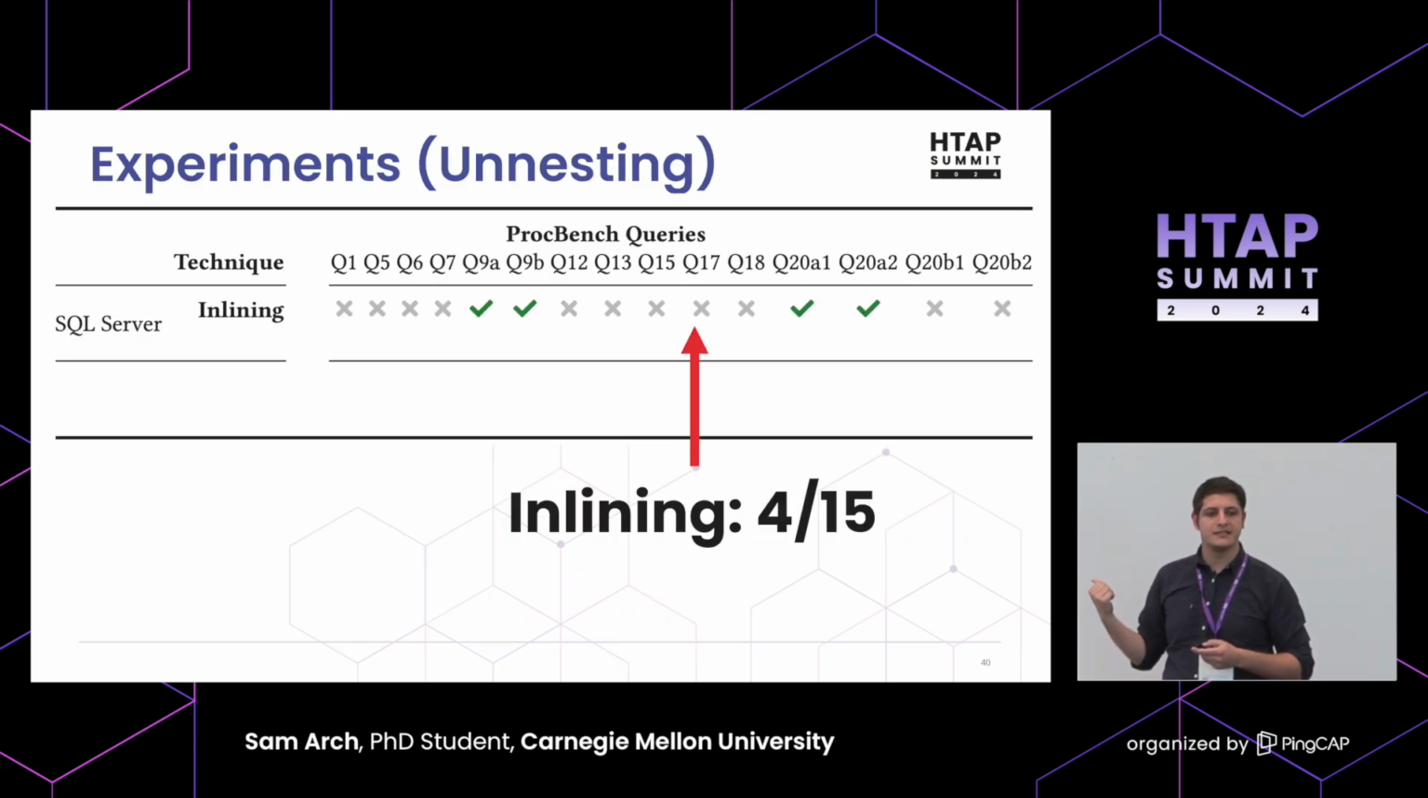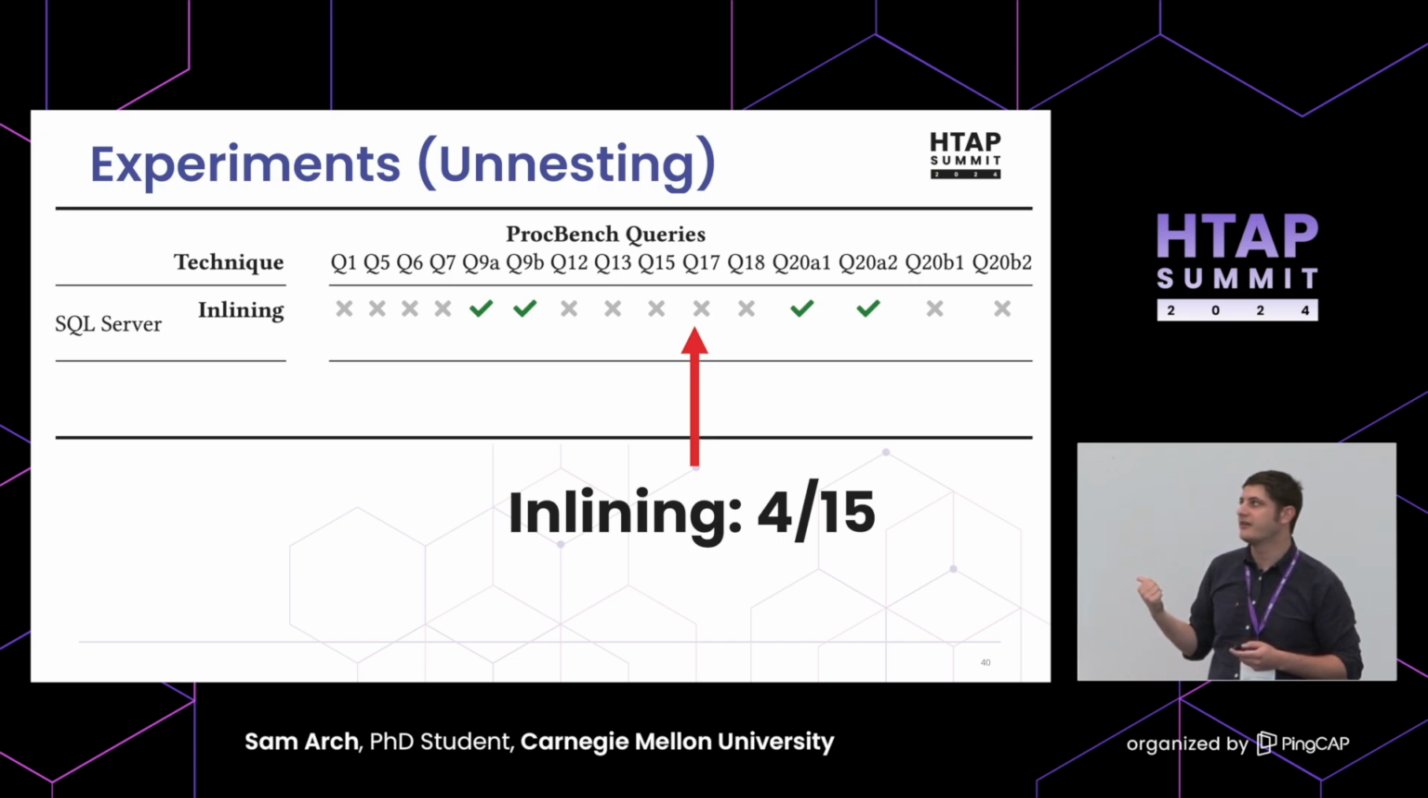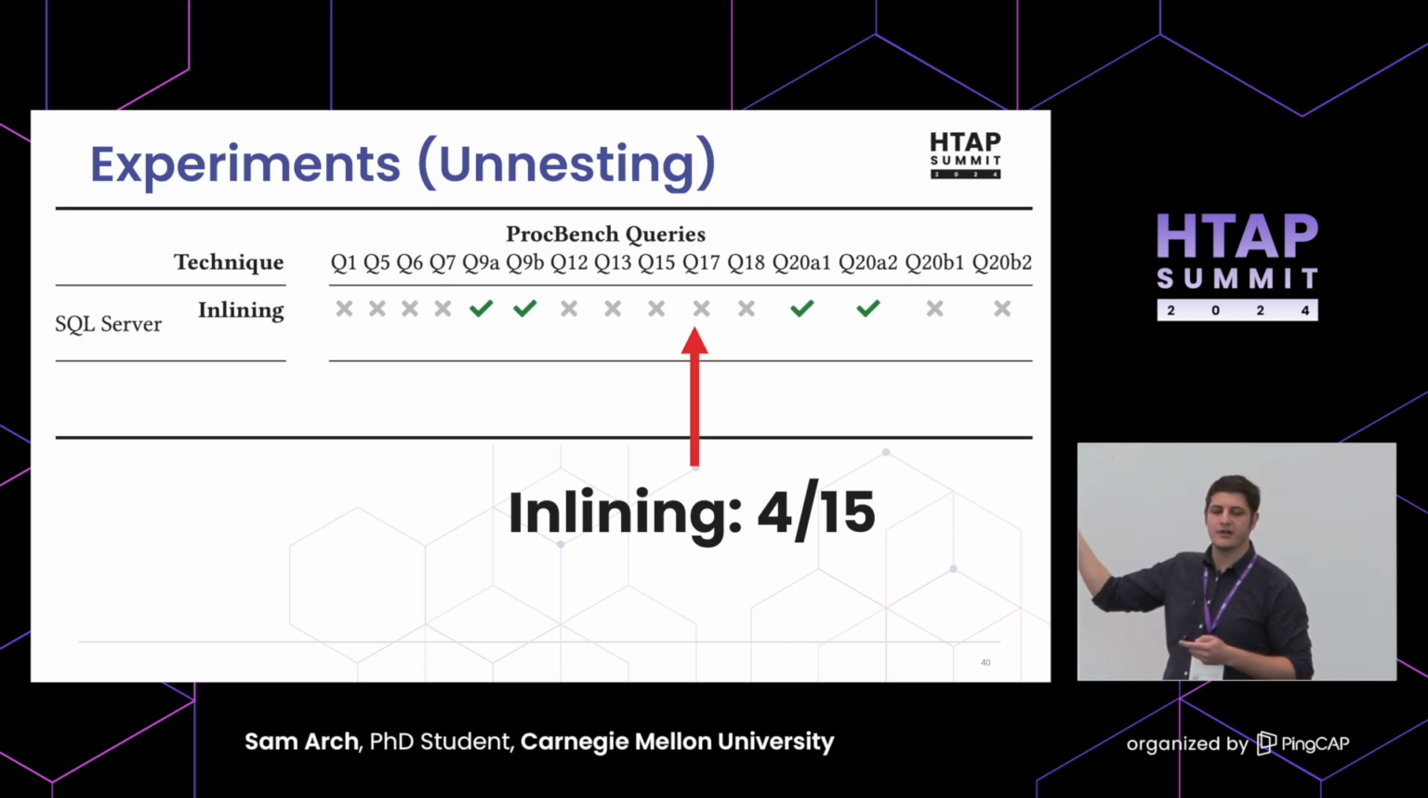And what we find is that when we run this benchmark from Microsoft called the Microsoft Proc Bench, which is like TPC-DS rewritten to use UDFs, SQL Server can only unnest 4 out of 15 of the queries when you use Freud or when you inline UDFs. So what that means is for the vast majority of queries, real-world queries, inlining is not really solving the problem.